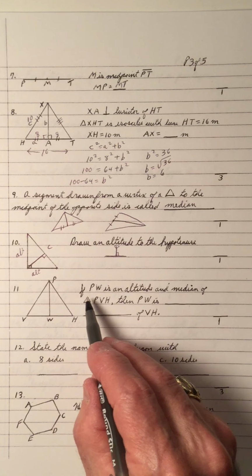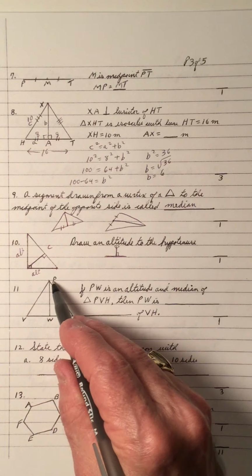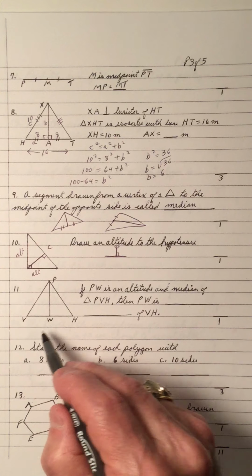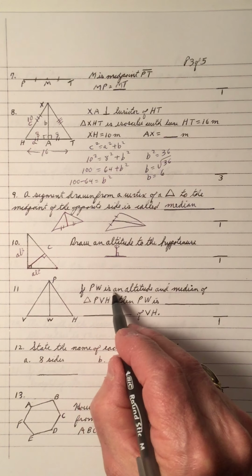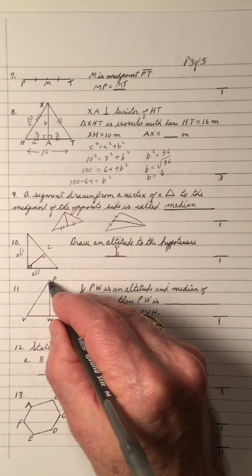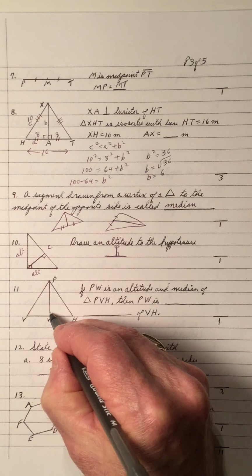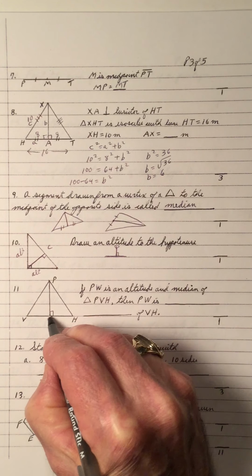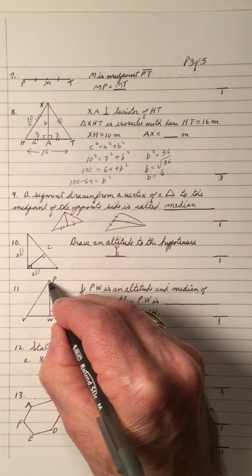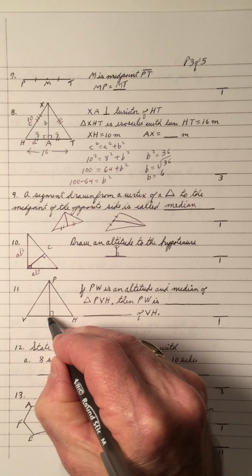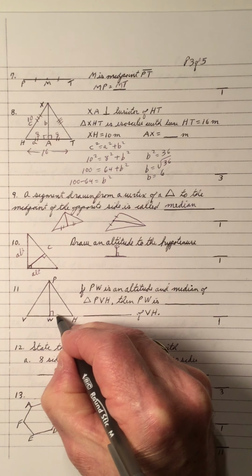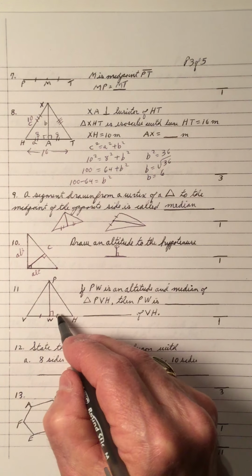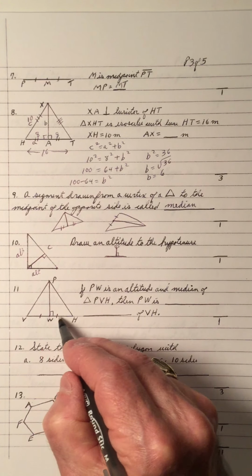Number 11, we have a triangle PVH, and we have PW going to this side, intersecting at W. If PW is an altitude, so if that leaves there and goes over to here, and is an altitude, that means it's perpendicular, because an altitude is from a vertex perpendicular to the opposite side. If it's a median, it leaves the vertex and goes to the midpoint. So if W is a midpoint, that means that that segment is equal to that one. So if this is an altitude and a median, perpendicular and a midpoint, it bisects.